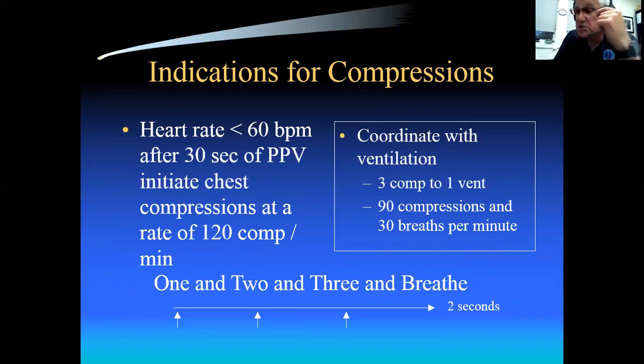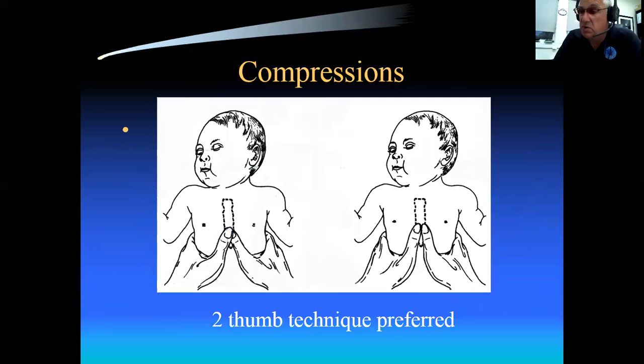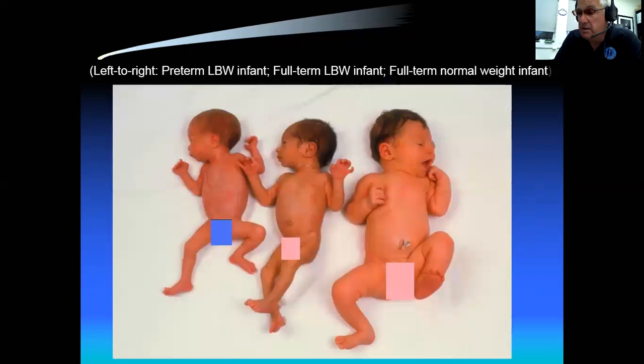We said the indication for compressions was a baby we were ventilating because the heart rate was below 100, and the heart rate, instead of climbing above 100, actually goes below 60. If it goes below 60, we start CPR at a ratio of 3 to 1, at 120 compressions per minute. This is where you have the hands encircling the chest and you're using your thumbs on the baby's chest. That's the type of CPR we'd be doing there, like this.